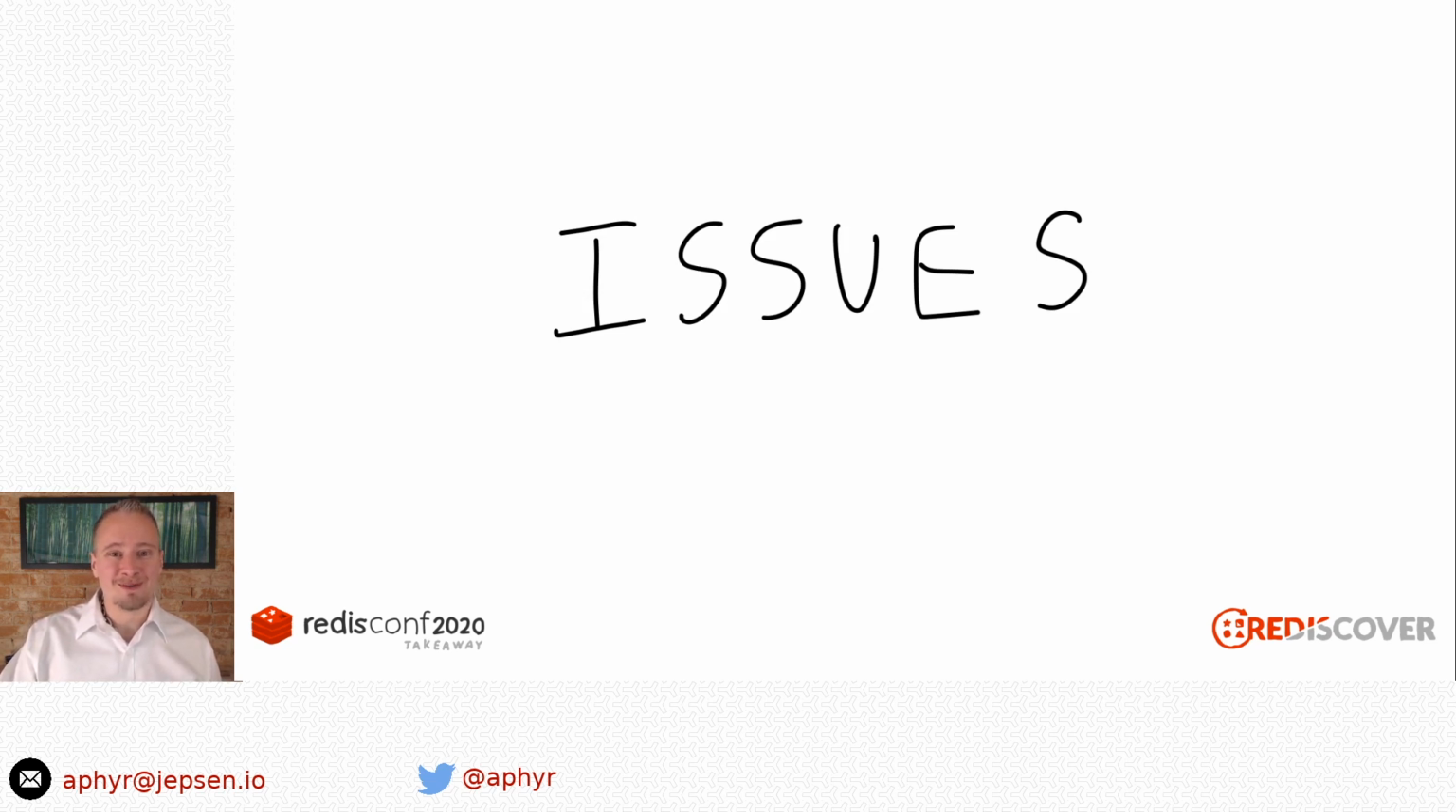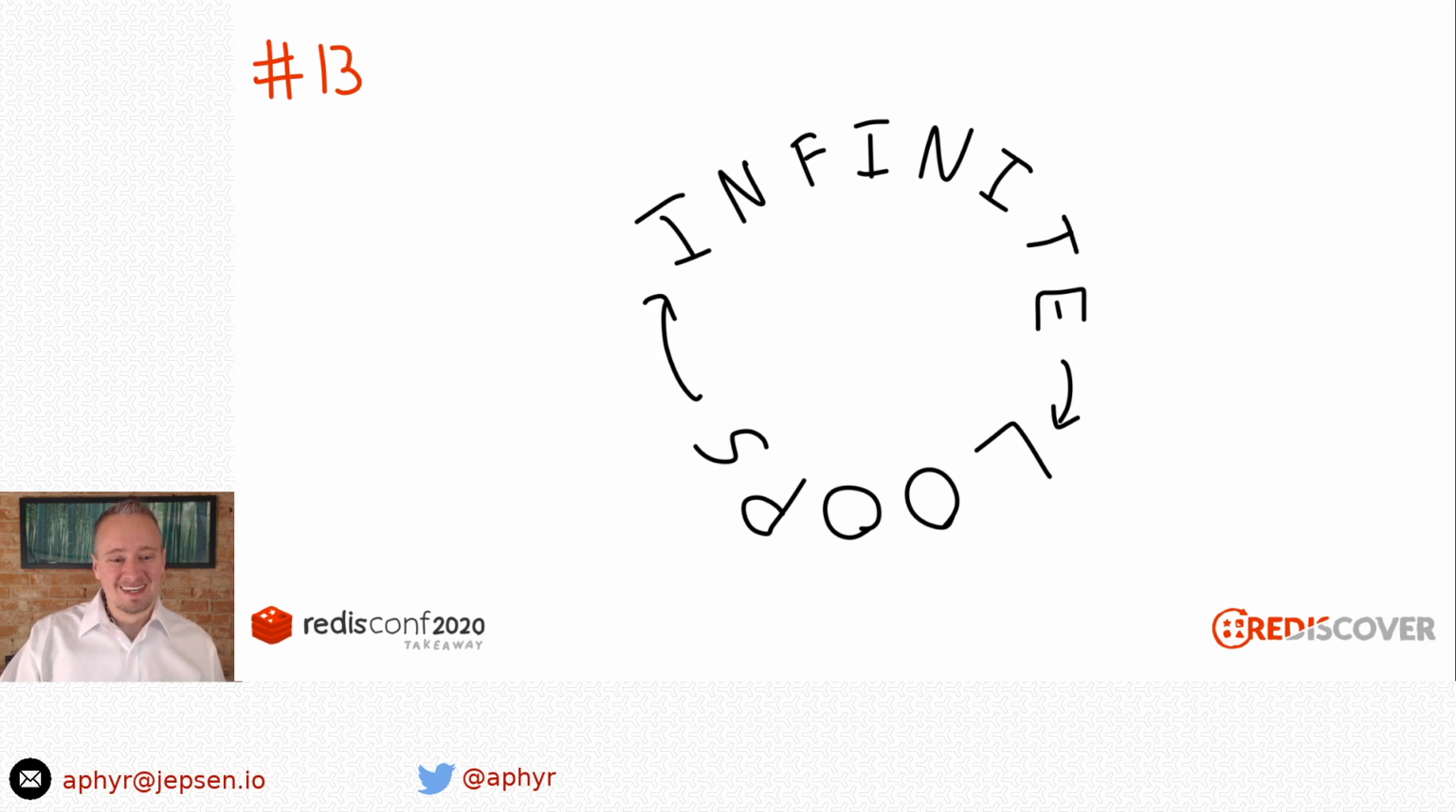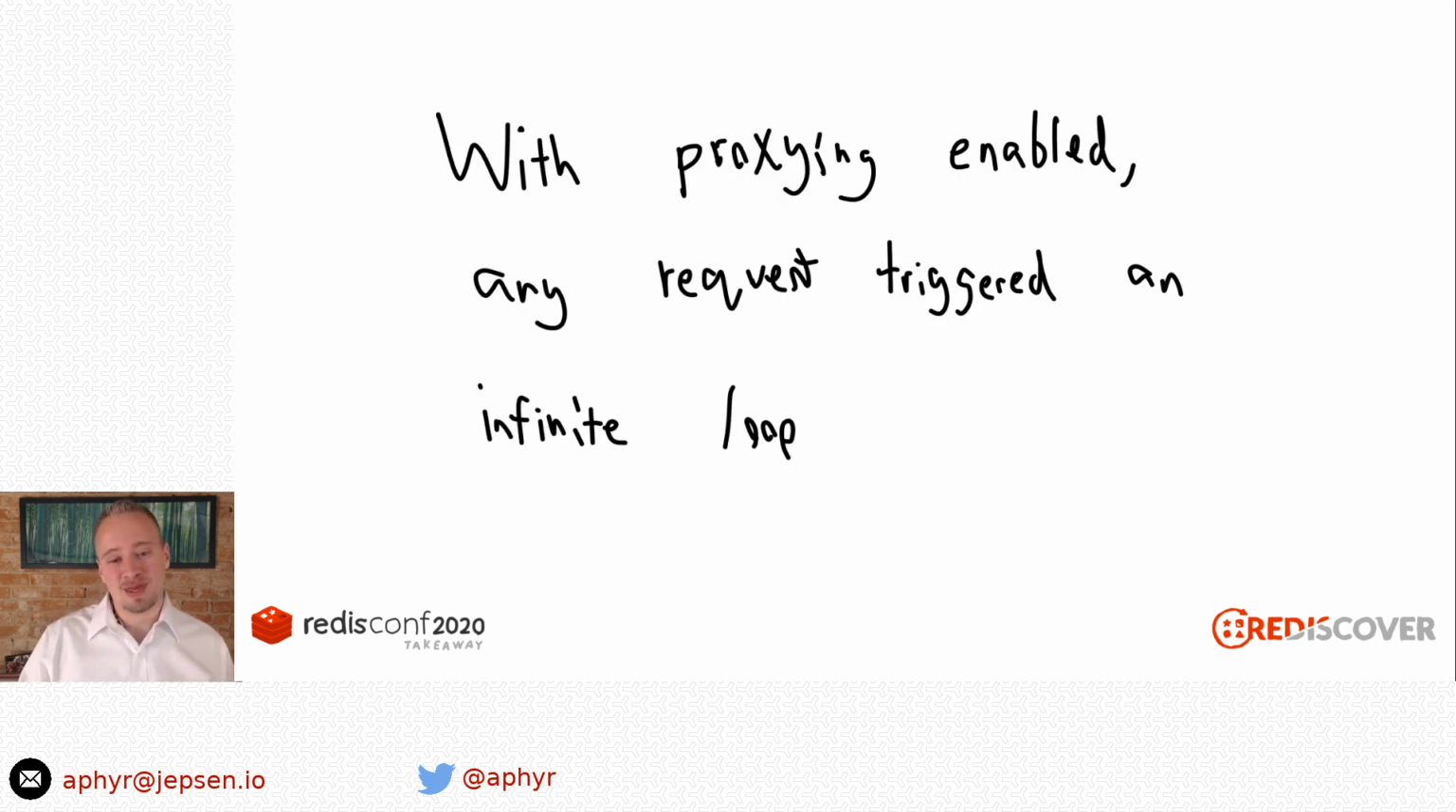I'm going to talk about all of them because they're all very exciting. The first bug we found was an infinite loop, and this happened when we made any single request to a node with proxying enabled. Any sort of event, any request would trigger an infinite loop to occur, where the node logs would just balloon over time.